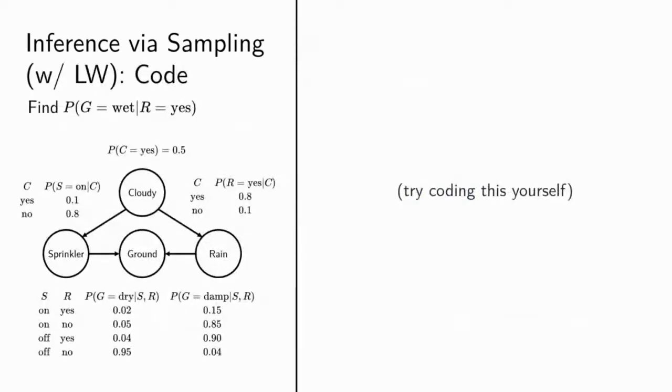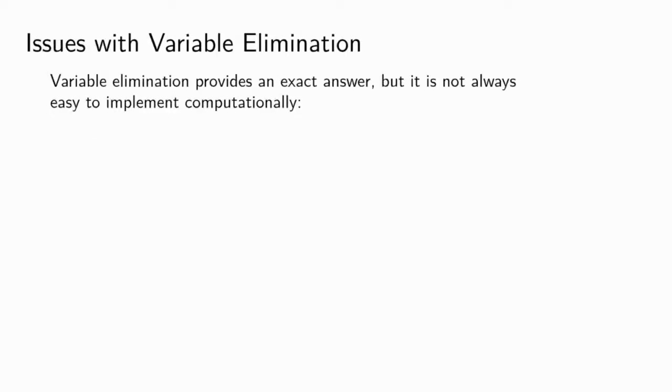I'm not going to code this. So I would suggest if you guys are interested to take the code that is up on Quarkus or Piazza and see if you can implement likelihood weighting into that code. It's an interesting thought. And yeah, so that's pretty much it.